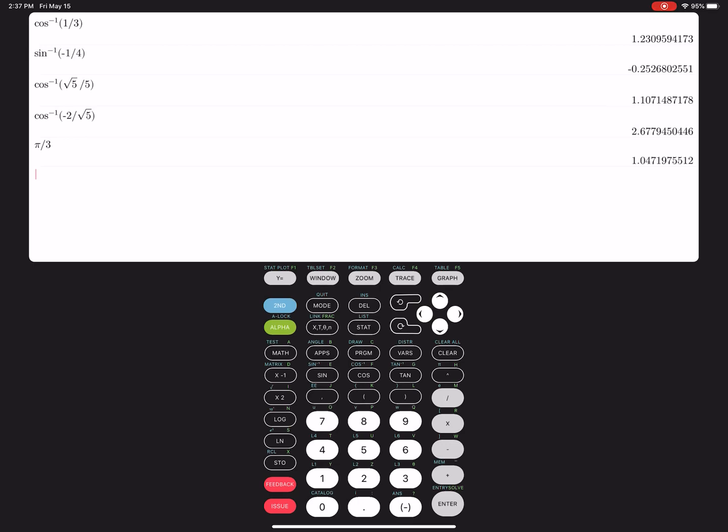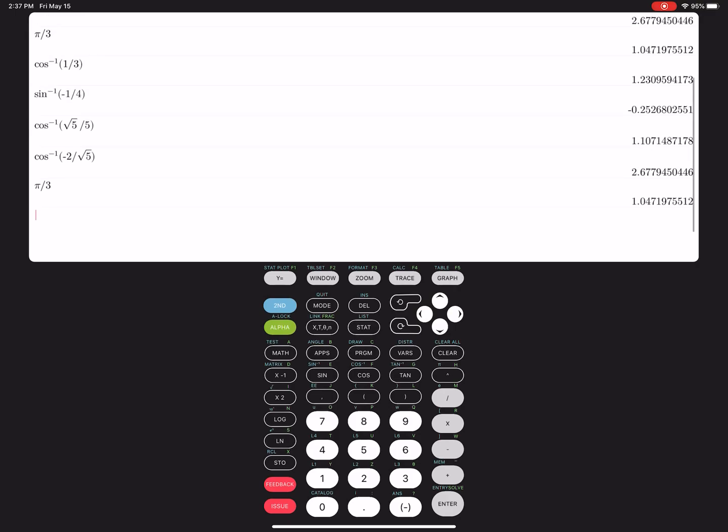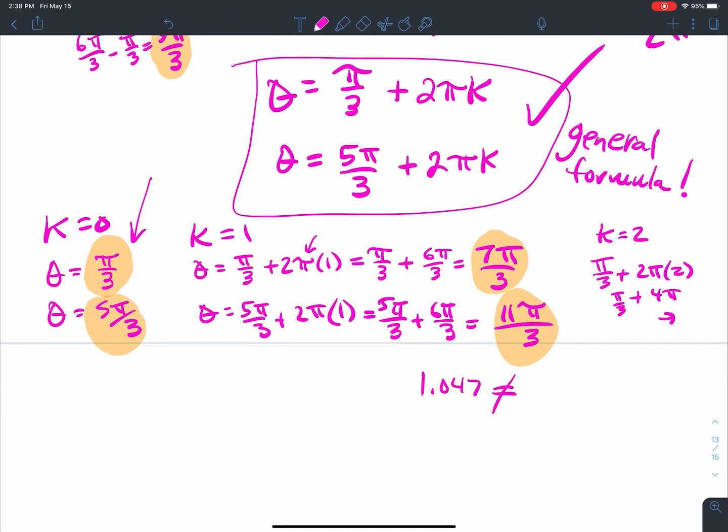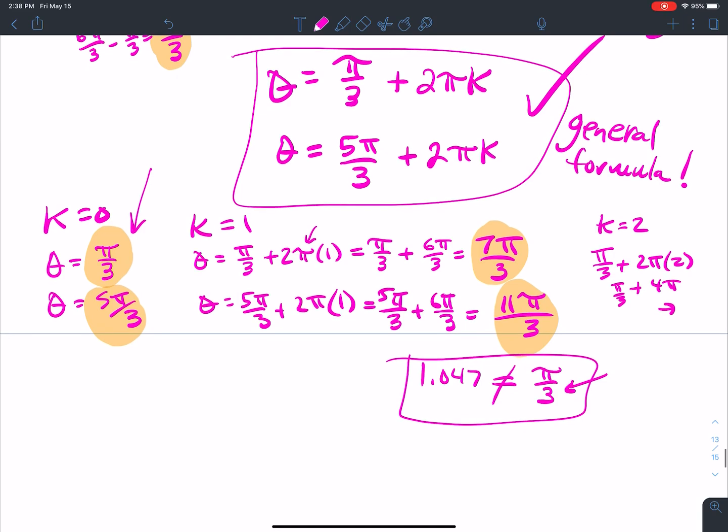So there we go. It doesn't get you the exact answer, but it definitely lets you know that you can check yourself. I won't accept that unless it says to do a decimal approximation. If you tell me that the solution is 1.047, that's not the same as telling me that it's pi over 3. This is exact. That's approximate. So I'm looking for exact there. That's where you need to know your trig.